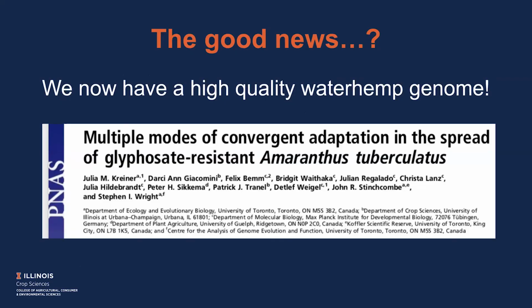Okay, so what's the good news? The good news, at least from a research standpoint, is we now have a high quality reference waterhemp genome. Okay, so this is a paper that was published just last year. You can see there's several authors there. This is a large collaborative effort, and the title of the paper might be a little bit misleading in terms of a genome. The objective of this paper really was to investigate the spread of glyphosate-resistant waterhemp into Canada. But in the process of doing this research, a key tool that we needed was a high-quality waterhemp genome. And so that work was included in this paper. And as I said, it's now been published. So now we have access to this high-quality waterhemp genome.